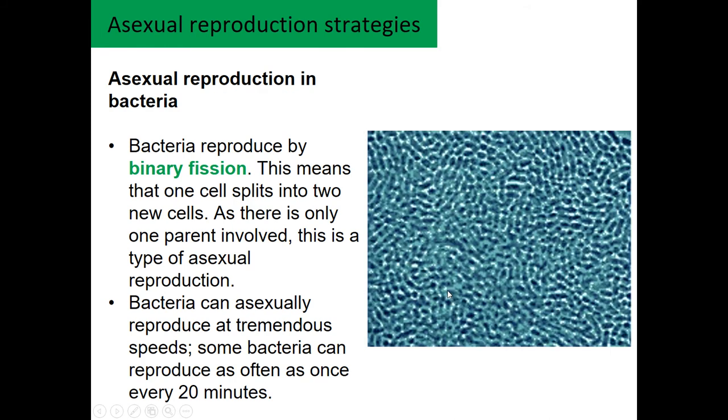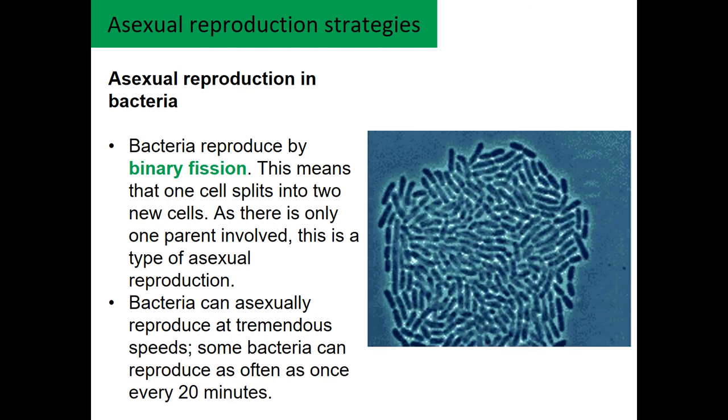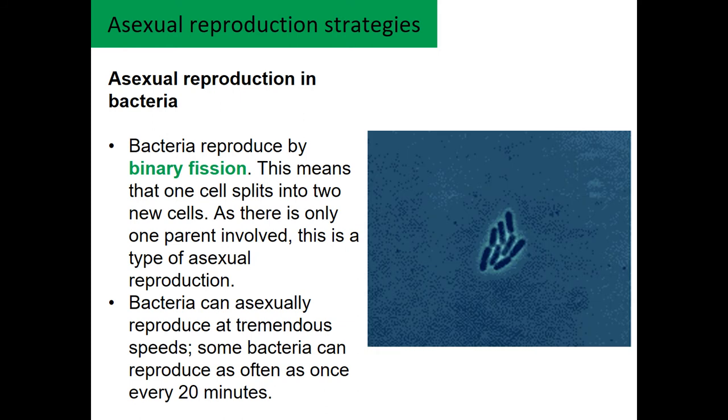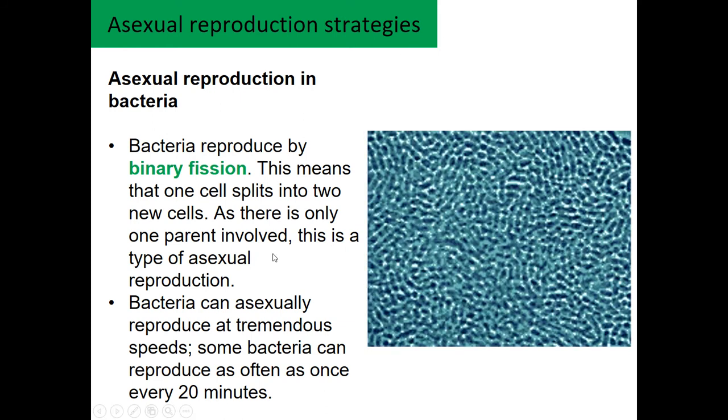Bacteria reproduce by a process called binary fission, which basically means one cell will split into two cells, there's only one parent involved, DNA is copied, and you can get different numbers of plasmids in each of the new bacterial cells. But go back over the bacteria topic to refresh your memory if you can't remember about that.